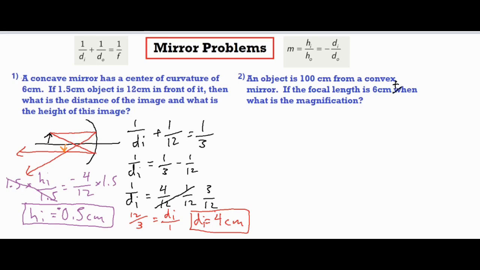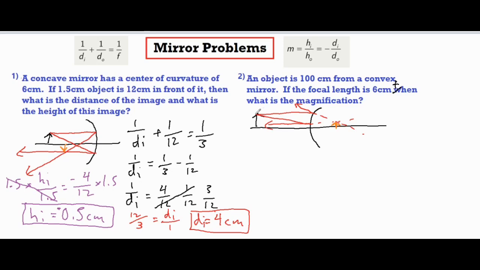So for the magnification, as long as we have either the height of the image and height of the object, or the distance of the image and distance of the object, then we'll be good with finding the magnification. So as of now, we have 100 centimeters from the convex mirror. So let's go ahead and sketch that diagram.